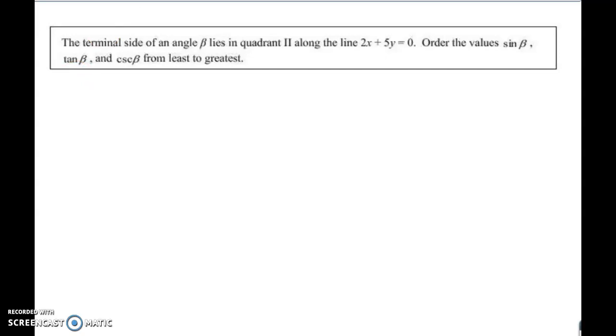So as we move on to the next exercise, we're looking at angle B, which is in quadrant 2, and we have this line, which would probably be beneficial if you solve for y. So subtract negative 2x over. So y would equal negative 2/5 x. The plus 0 there is just to make it so theta goes through the origin.